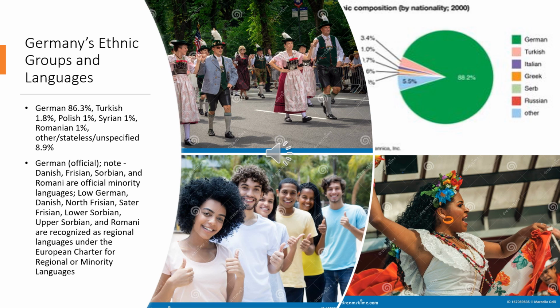German officials note Danish, Frisian, Serbian, and Romani are officially minority languages. Low German, Danish, Northern Frisian, Saterland Frisian, Lower Sorbian, Upper Sorbian, and Romani are recognized as regional languages under the European Charter for regional or minority languages.